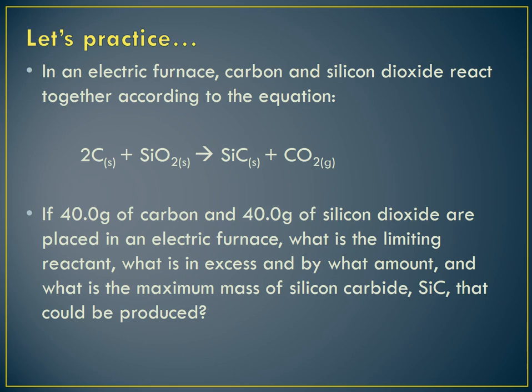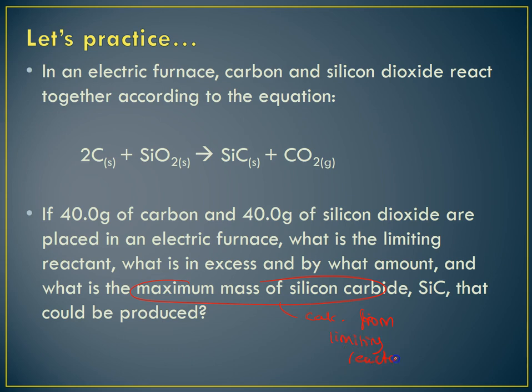This one is looking at carbon and silicon dioxide reacting together. You have been told that you have 40 grams of carbon, 40 grams of silicon dioxide. They're placed in a furnace and you need to work out which is the limiting reactant, which one is in excess and by what amount, and what is the maximum mass of silicon carbide that can be produced, remembering that this one must be calculated from the limiting reactant.